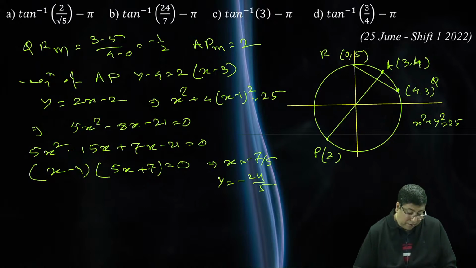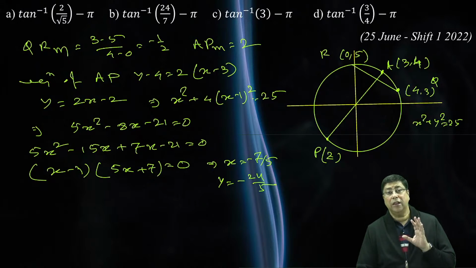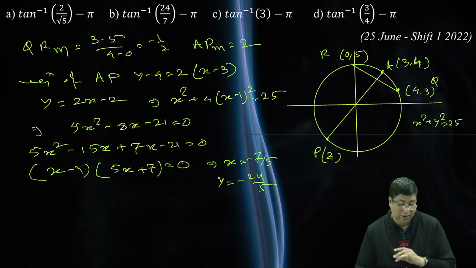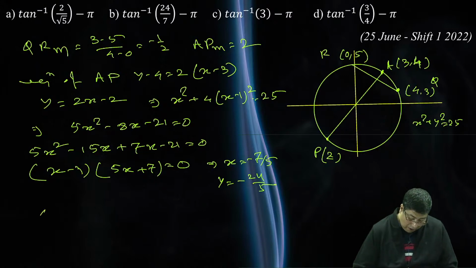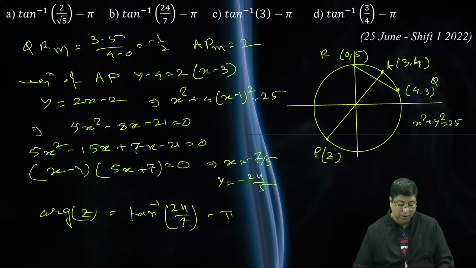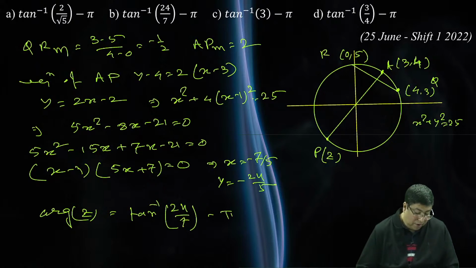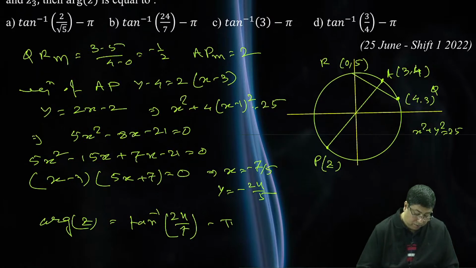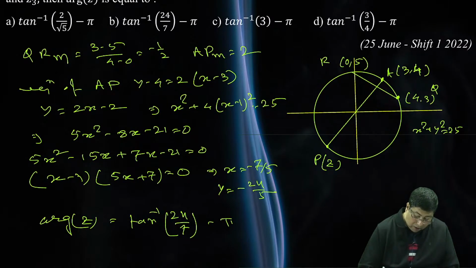And argument of z, since z is in the third quadrant, so argument of z is theta minus pi. Therefore, argument of z equal to tan inverse 24 by 7 minus pi, since it is in the third quadrant. So, the answer option is coming what? Minus pi.